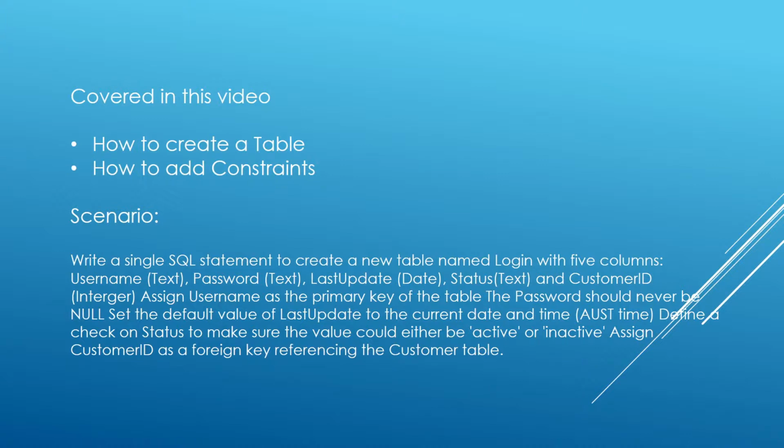Now on there it's got Australia time. I live in the UK, so my SQL Server instance is set to UK time. So we're going to be looking at that, and then we're going to be adding a check constraint to make sure the value of the status column can either be active or inactive, and customer ID is going to be a foreign key constraint referencing the customer table. So let's jump over to SQL Server Management Studio and go through this example.